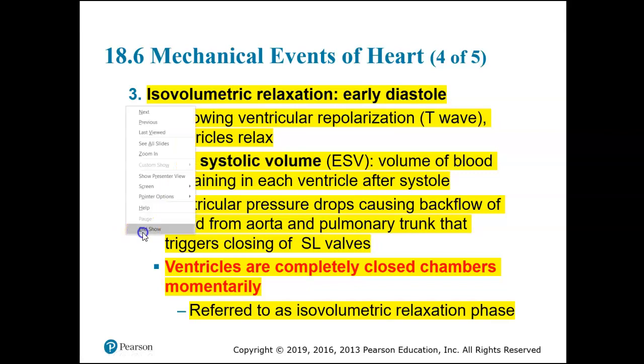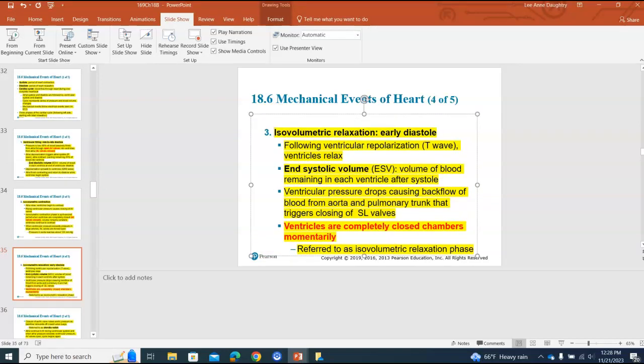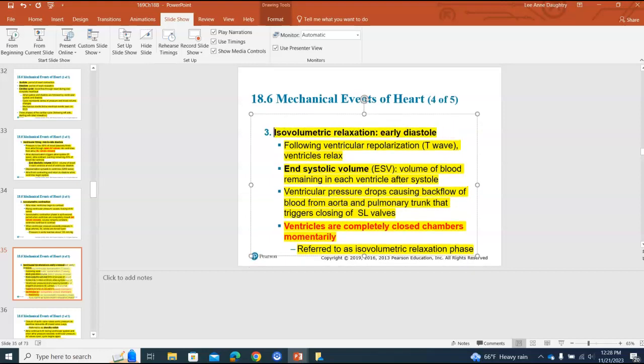You know what? Just because I know how my time is looking, I'm going to fix this on here. So this is going to be ventricular ejection. And here, okay, here's what we're going to do. We're going to copy this one.